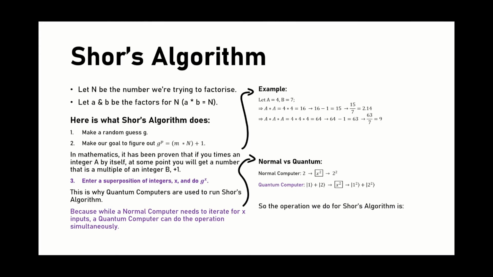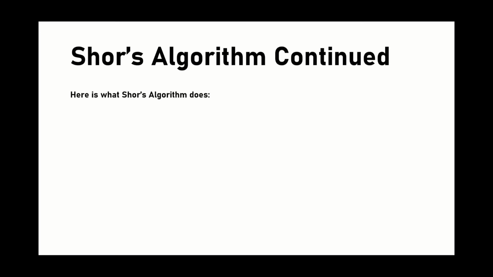So here's the operation we do for Shor's algorithm. We have our superposition of inputs, and we put it into this function of g(x). Now let's keep our inputs for a moment, and we get out a superposition of our inputs and our values from the operation. Continuing this, we must find the difference between g(x) and the largest multiple of n that is still smaller than g(x).